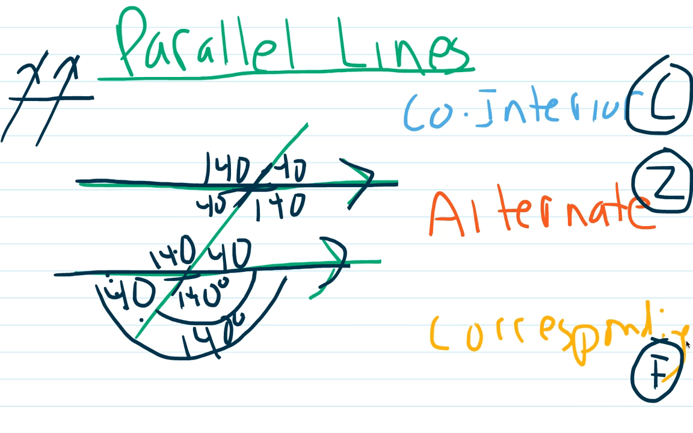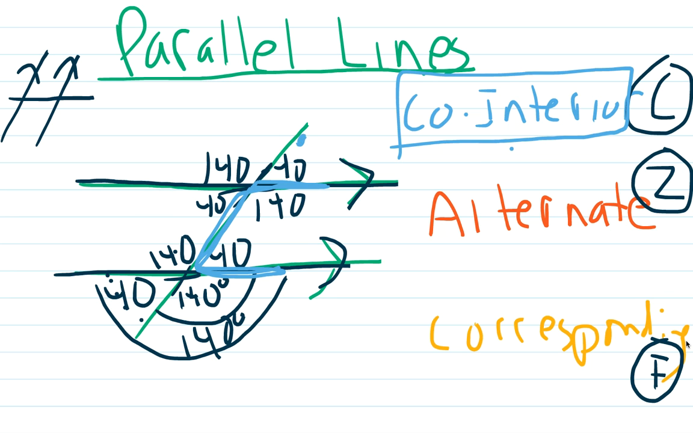Let's look at co-interior first. So that's co-interior, the C pattern. So the co-interior angles are like these. Okay, they form a C, a frontwards or backwards C. And notice it says interior. So inside. And so angles out here are outside. Angles like the 40 and the 140 here are inside. So they form C patterns. And they add up to 180. So co-interior are supplementary angles. They add to 180 and they form a C pattern.